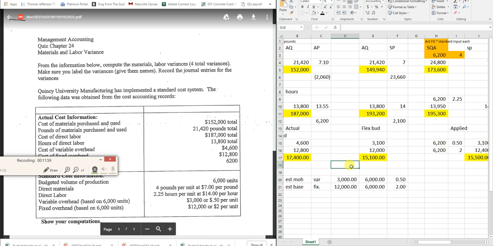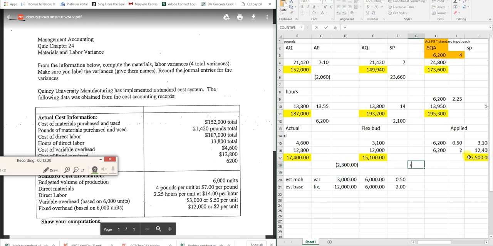All right, so now my variances. This is my overhead spending variance, negative $2,300 or unfavorable $2,300, because I should have spent under my flexible budget, 15,100, and I did spend 17,000, so it's unfavorable.